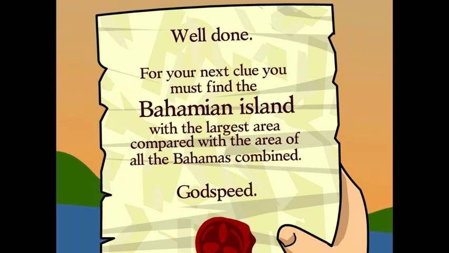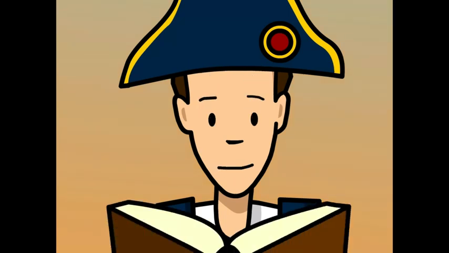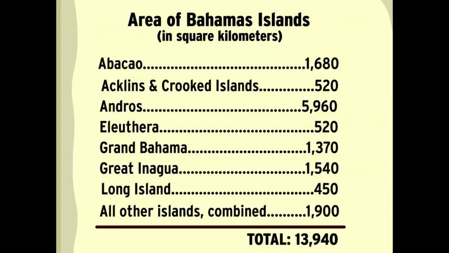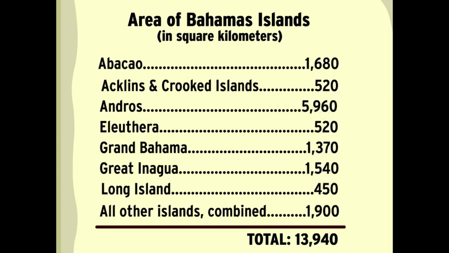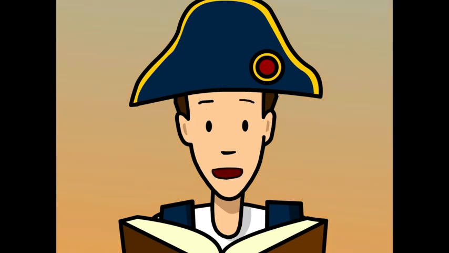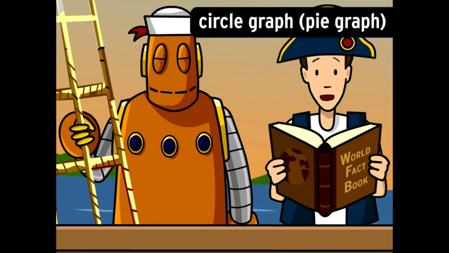Well done. For your next clue, you must find the Bahamian island with the largest area compared with the area of all the Bahamas combined. Godspeed. Who's sending us these things, and how can they see us? Well, let's go back to my fact book. I have a listing here of the biggest islands of the Bahamas, sorted by area. I think we should use another graph to help us see it more clearly. Since we're graphing pieces of a whole, let's use a circle graph, or pie graph.